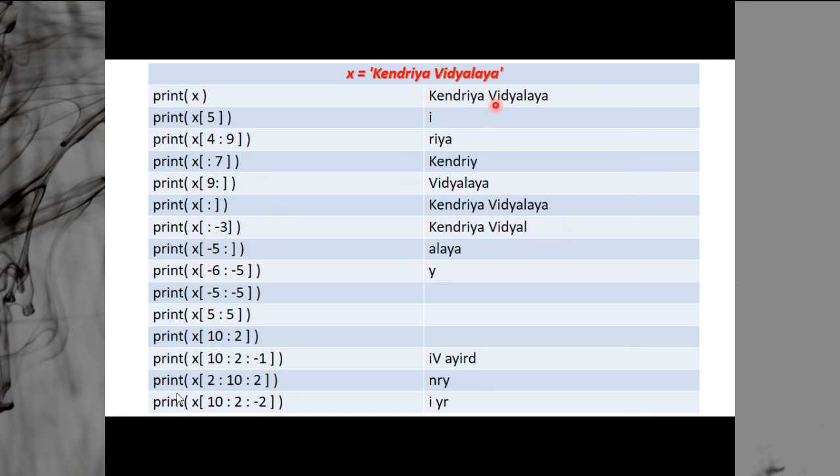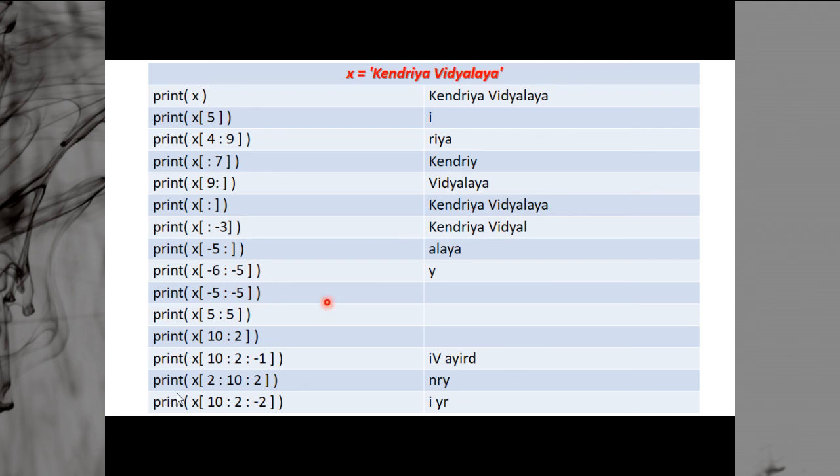Similarly, -5 to end. What is -5? 1, 2, 3, 4, 5. -5 is A. So -5 to end, all: ALAYA. Similarly, -6 to -5. What is your -6? -6 is Y. -5 is A. Not including -5, start to end, not including end. So -6 to -5 is only Y.